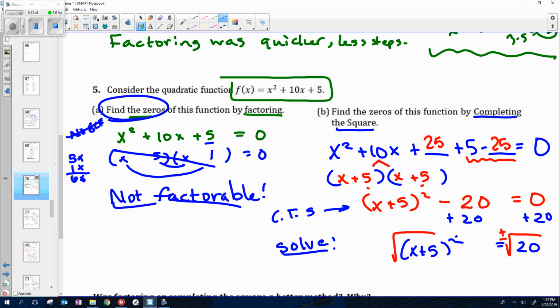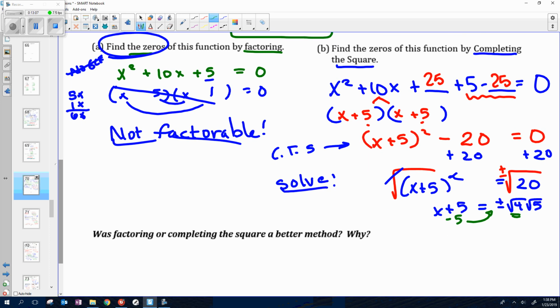Now I have x + 5 equals, it didn't say what to round to, so I'm just going to leave it in simplest radical form, a 4 and a 5, because that's my perfect square. I'm going to subtract the 5 in front, and I'm going to get x = -5 ± 2√5, because that's the square root of 4, with a radical 5.